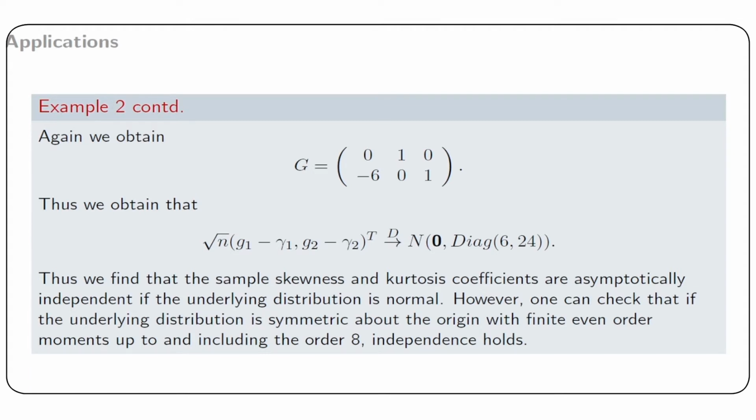However, one can check that if the underlying distribution is symmetric about the origin with finite even order moments up to and including the order 8, independence holds. So the above result is not limited to normal distribution. This result can be extended for any symmetric distributions with symmetry about the origin. However, in such a case, the asymptotic variance will be different from 6 and 24.